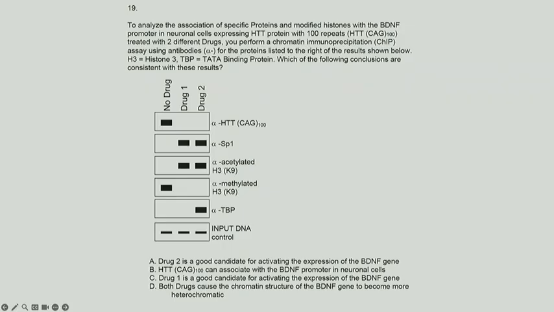Can we conclude that drug 2 is a good candidate for activating the expression of the BDNF gene? Yes, right? So we get everything we expect to see there with activation. We get the loss of methylation, the addition of acetylation, and the presence of TBP, right? So TBP is important for actually making contact with the DNA and doing that transcription. The Huntington gene can associate with the BDNF promoter in neuronal cells.